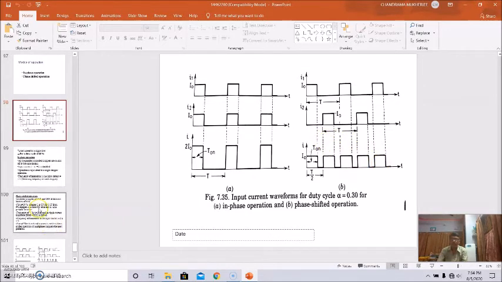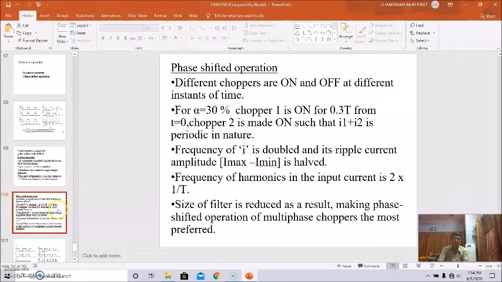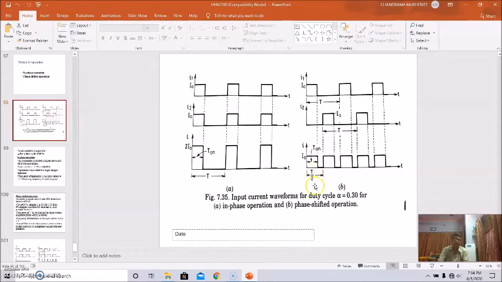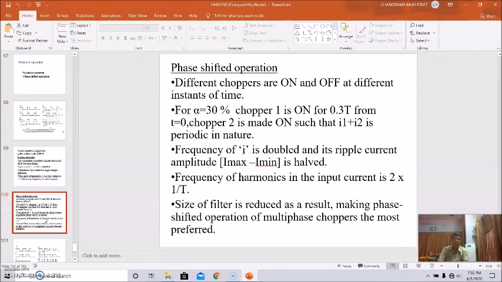Clear? Actually the frequency of I is doubled, and its ripple current amplitude, I max minus I min, is half. See here, frequency is doubled since the time period is half. As a result, the frequency of harmonics in the input current is 2 times 1 by T. You can see I is doubled in frequency, and its ripple current amplitude is half. The size of the filter is reduced as a result, making phase shifted operation of multi-phase choppers the most preferred.